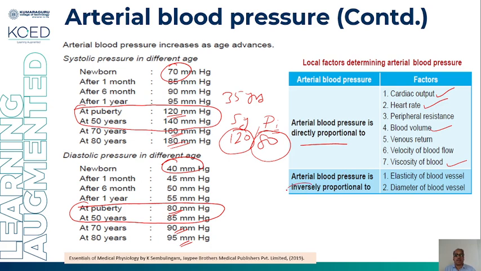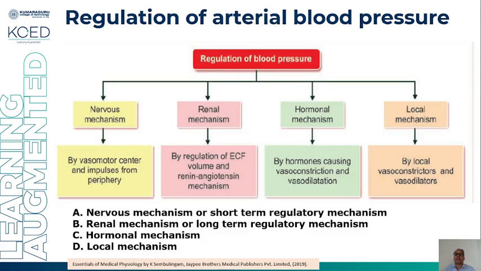Similarly, the blood pressure is inversely proportional to two important parameters. Just see the diameter of the blood vessel. When the diameter of the blood vessel is decreased, both systolic and diastolic will increase. When the diameter of the blood vessel is increased, both systolic as well as diastolic pressure will decrease. So directly proportional, inversely proportional, carefully you have to map it.